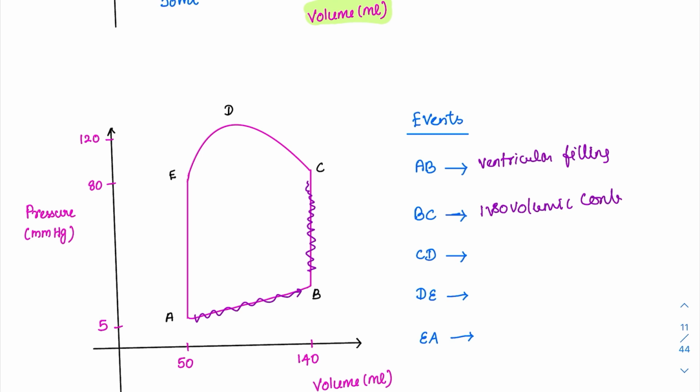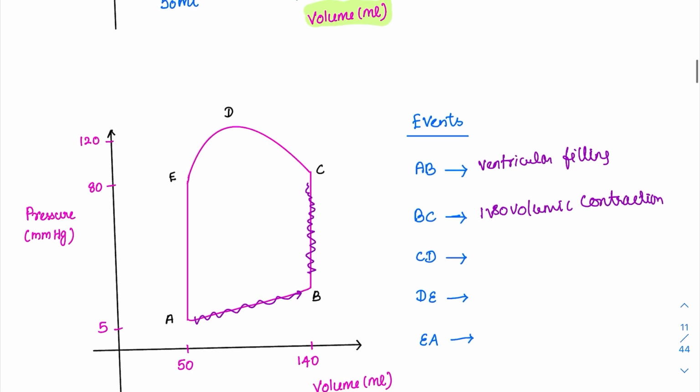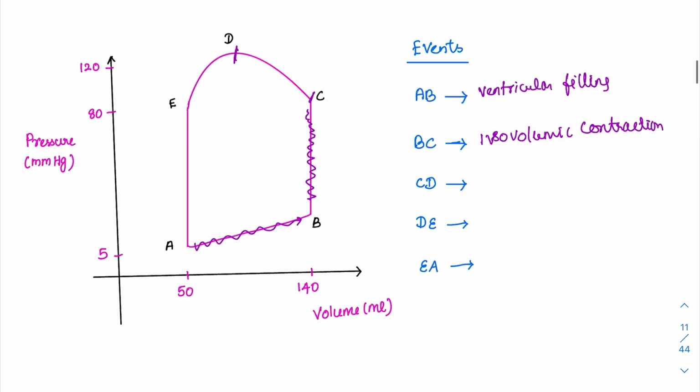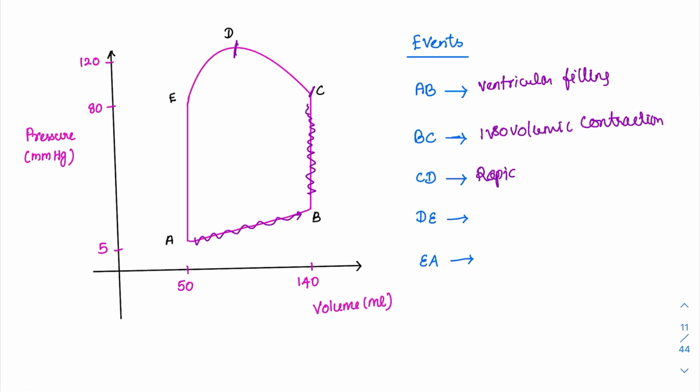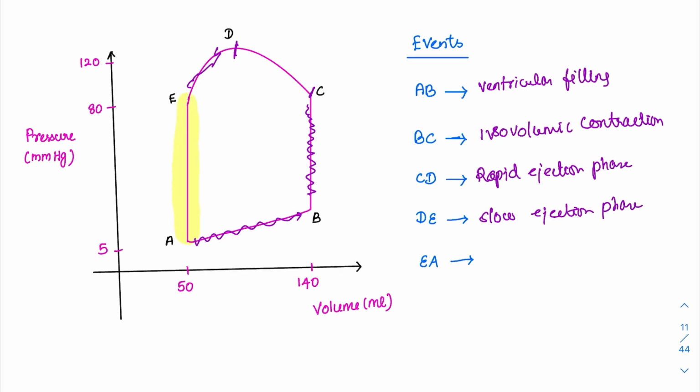contraction. And what is the event happening between C and D? Till D I am saying, I am not putting C and E. C and D is the rapid ejection phase. And what is the event happening between D and E? D and E is nothing but the slow ejection phase. And what is the event going to happen between E and A? It is isovolumic relaxation. Now the pressure is dropping, the ventricle is relaxing, so it is isovolumic relaxation.